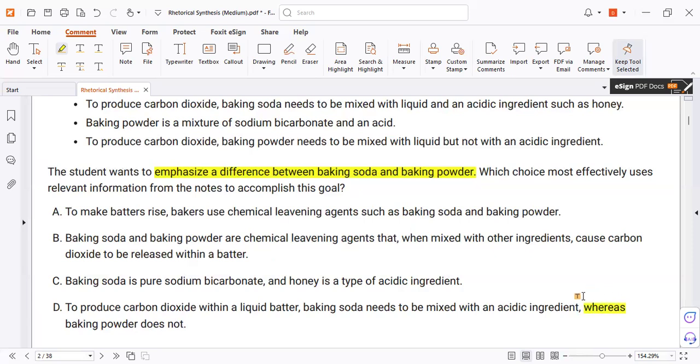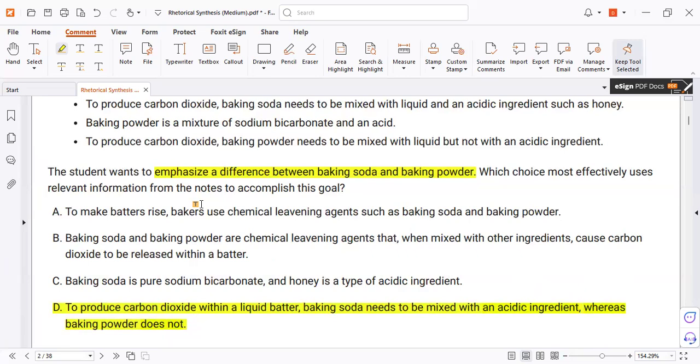But here no, he said whereas. So compare between them: soda needs to be mixed with an acid, but baking powder doesn't. That means a difference, a contrast. And we have a conjunction, a transition word, whereas, to help you. That's why. So you did your best and you found it.